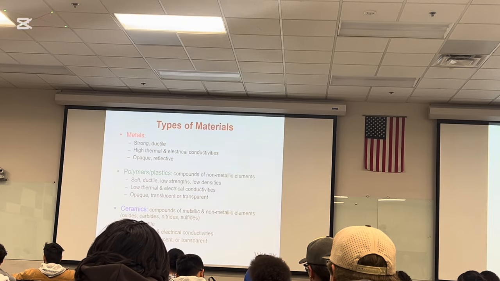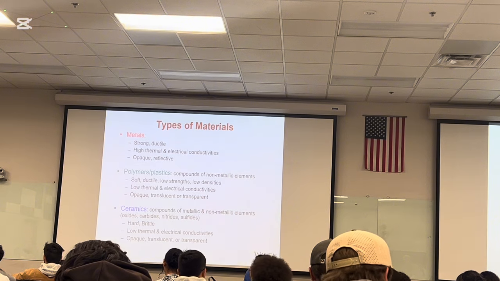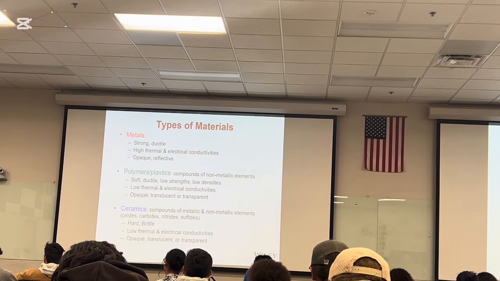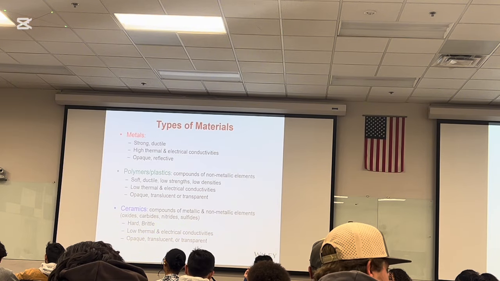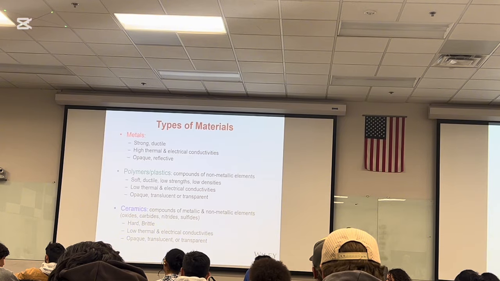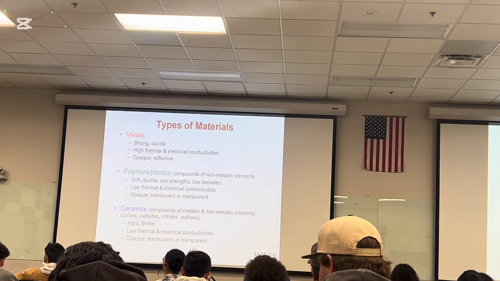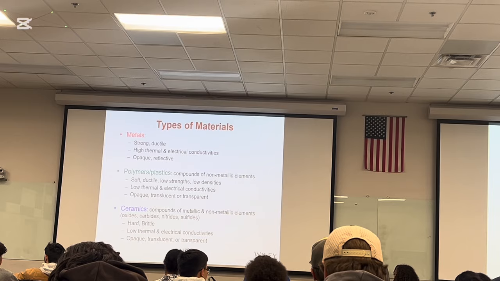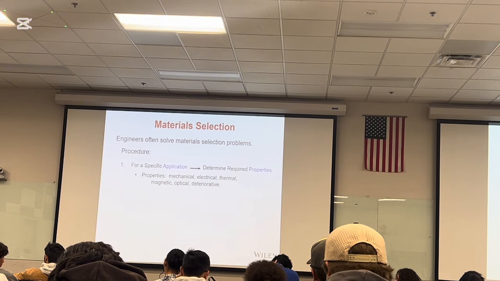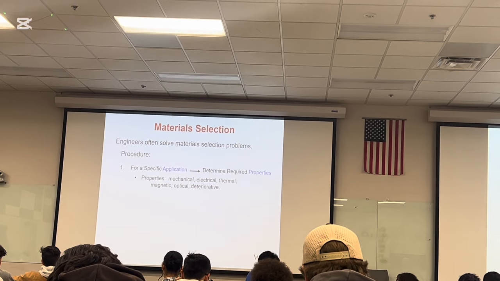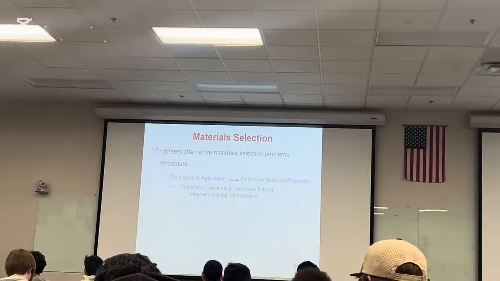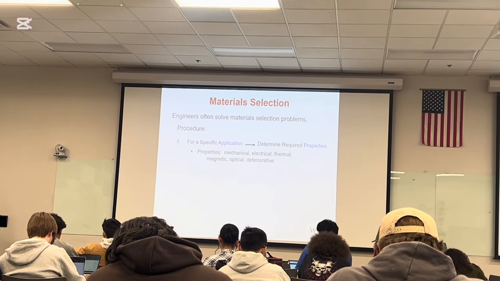I guess budget would be more of the last step of the process. So without thinking about money, what would be some things you would want to consider in the initial stages of building something for some application, in terms of selecting materials? For a specific application, you want to determine, like everybody was saying, the specific required properties that you need, like mechanical, electrical, thermal, etc.